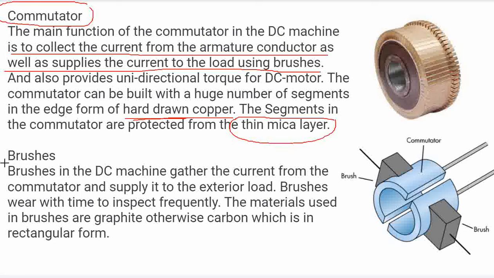So, brushes: these are the brushes. In a DC generator, whatever electrical energy is generated is collected with the help of brushes and connected to the load. The brushes are made of graphite as well as carbon. Depending upon the rating, we use either graphite or carbon.